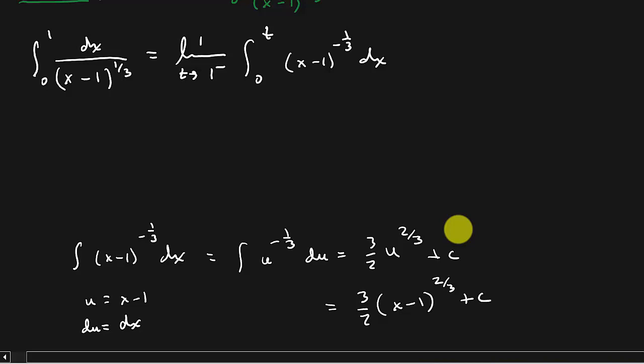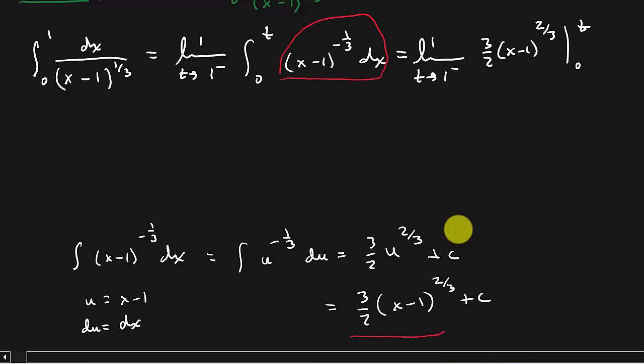All right. So we know this would be the limit as t goes to 1 from the left, and that is going to be 3/2 times x minus 1 to the 2/3, and that is from 0 to t. Okay, so all I did is I integrated it, and replaced it with that. We don't need the plus c when we have bounds on our integral. Okay, so that's all I did. I came down here, I integrated this, and put my answer up there. And I've got to take the limit of all that.